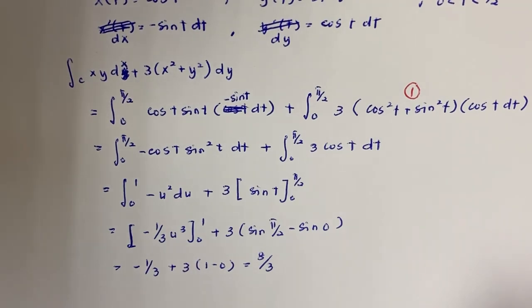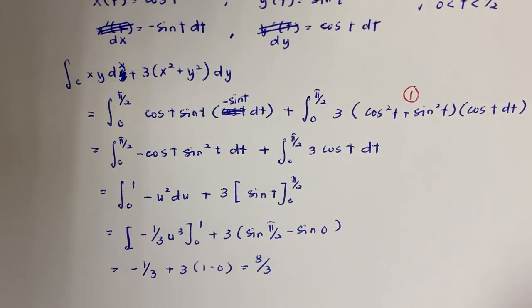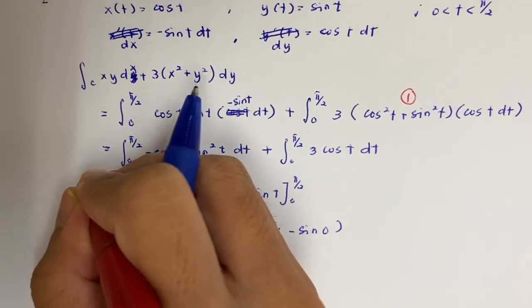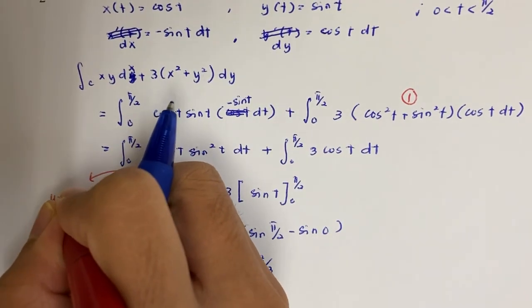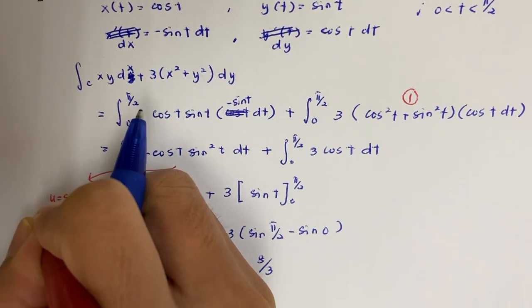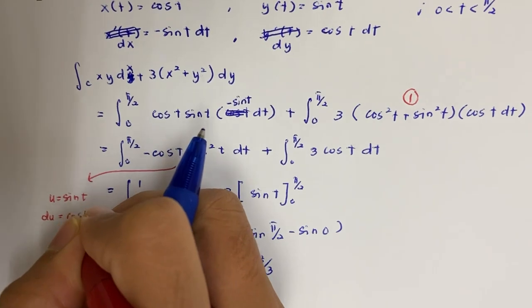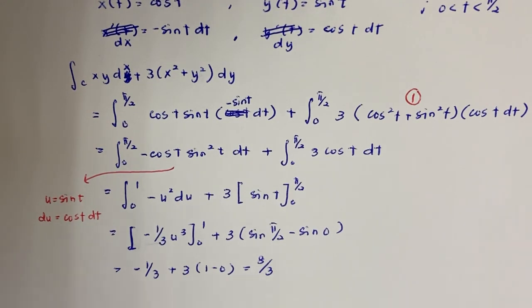Solve for the integration from here. The last answer I get here is 8 over 3. Here we use the substitution: you let u equal to sin t, so du is equal to cos t dt. Solve for the integration and the last answer is 8 over 3.